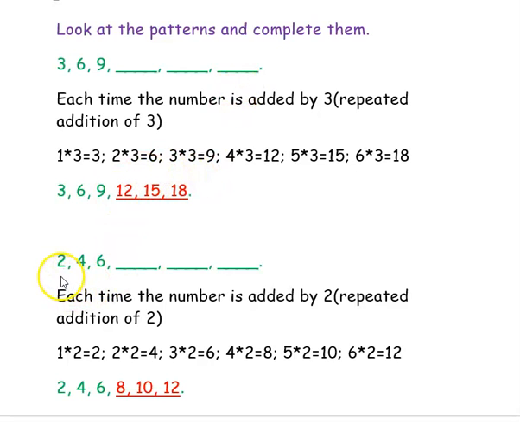The next pattern is 2, 4, 6, then dash, dash, dash. If you look here, each time the number is added with 2. So it's a repeated addition of 2. You can use the 2 table. 1 into 2 is 2, 2 into 2 is 4, 3 into 2 is 6. Then in the missing places, 4 into 2 is 8, 5 into 2 is 10, and 6 into 2 is 12. So it's given 2, 4, 6, and you can fill in the blanks with 8, 10 and 12.